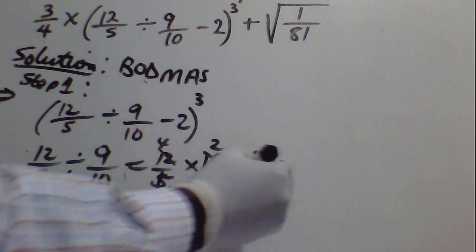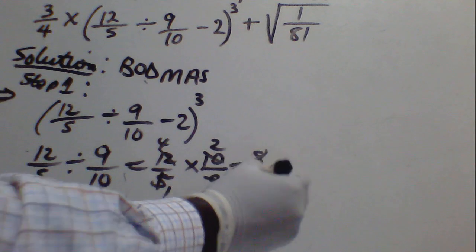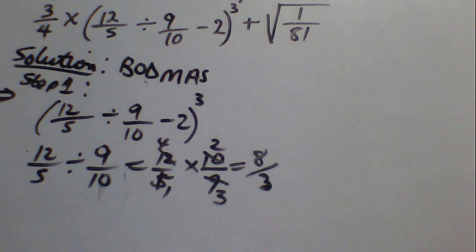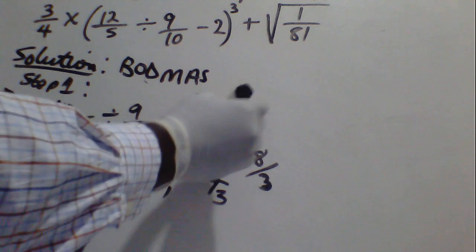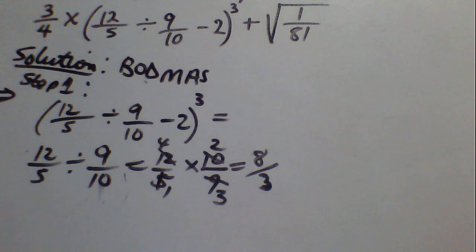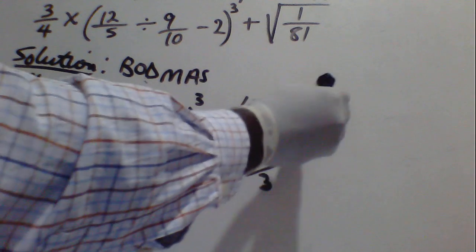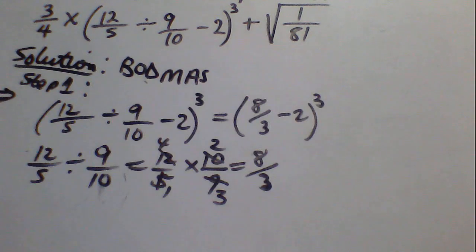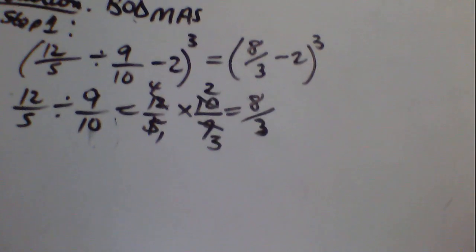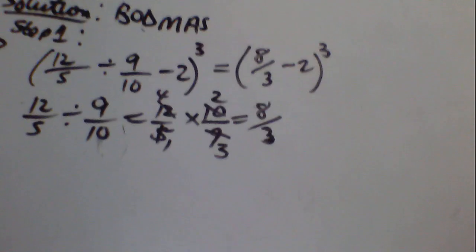And in that case, you have 8 divided by 3. So the expression in the bracket is 8 divided by 3. This is the same as 8 divided by 3 minus 2, to the power of 3. The next thing you have to do is to simplify the bracket as well.